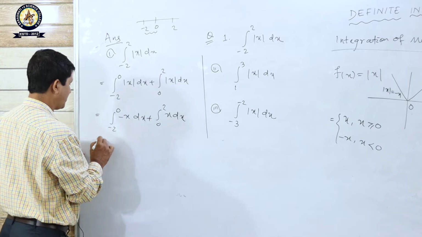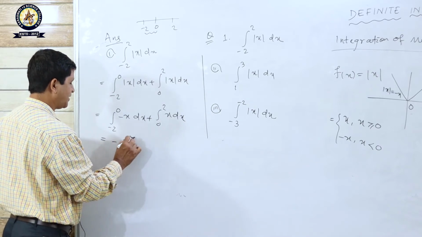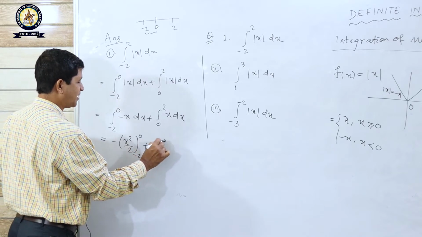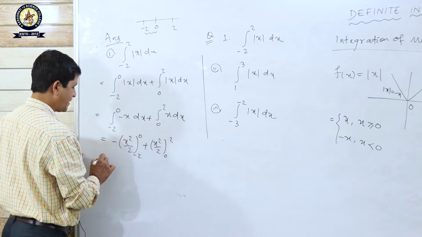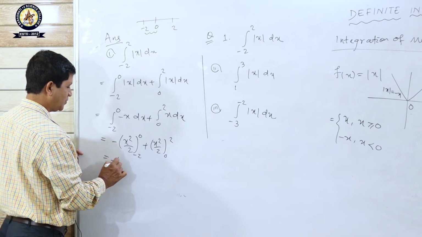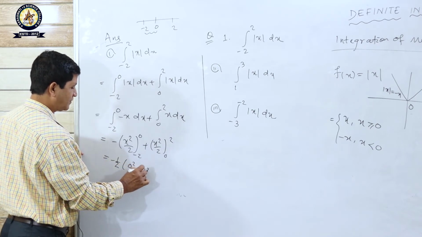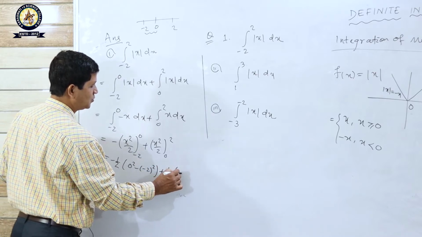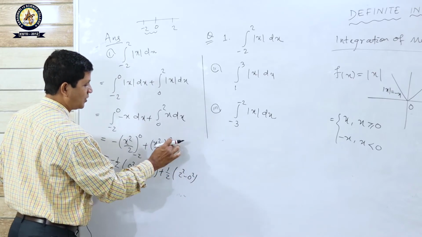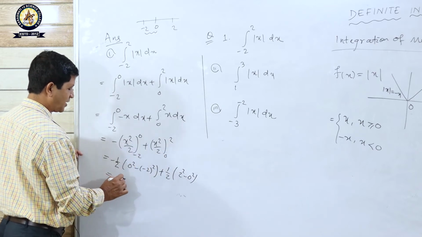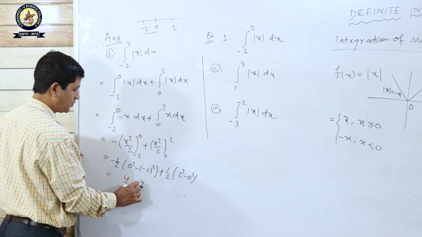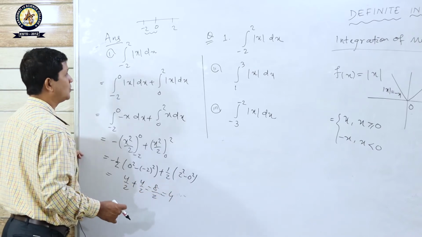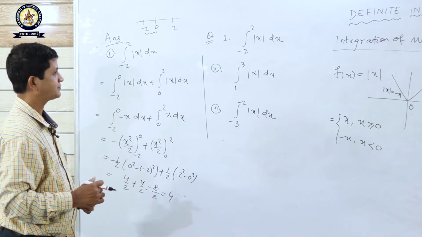So it is minus x square by 2, from minus 2 to 0, and x square by 2, from 0 to 2. Minus 1 by 2 into 0 square minus of minus 2 square, plus 1 by 2 into 2 square minus 0 square, upper square minus the lower square. 4 by 2 plus 4 by 2, it is 8 by 2, which is 4. So first bit answer is 4.